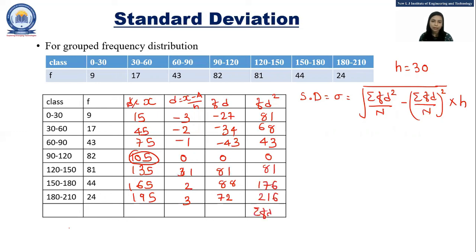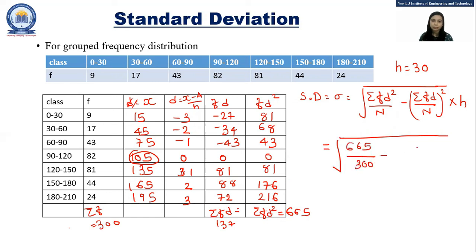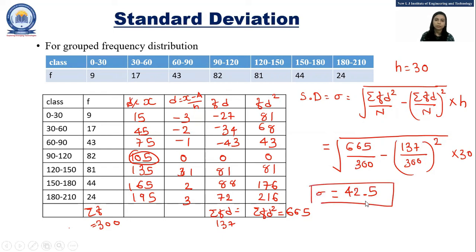Now sigma fd square, the summation of all these values, is equal to 665. Sigma fd is equal to 137 and sigma f is 300. So standard deviation is equal to the square root of sigma fd square, that is 665 divided by 300, minus sigma fd divided by n, that is 137 divided by 300, whole square, into 30. So the answer for the standard deviation is equal to 42.5. So this is the answer for the standard deviation.